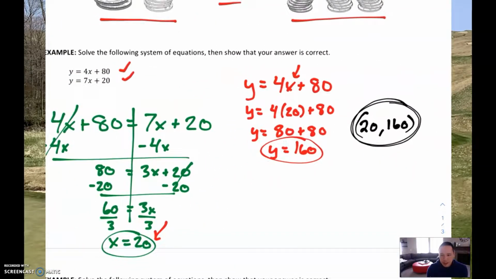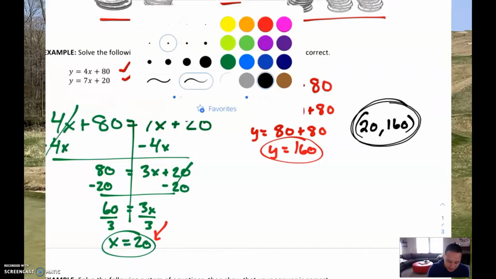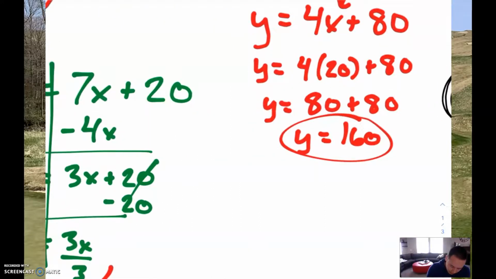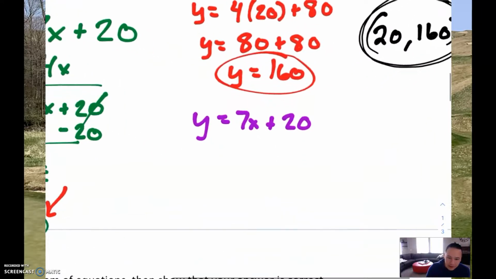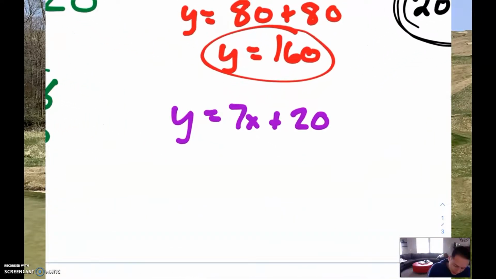Now let's just double check and make sure that our answer is correct. We checked it with the top one already, but let's go ahead and check it with the bottom one, just to be sure. So we have y equals 7x plus 20. So here I'm just writing down this bottom equation. And let's substitute our value for x. So we knew that x was equal to 20.